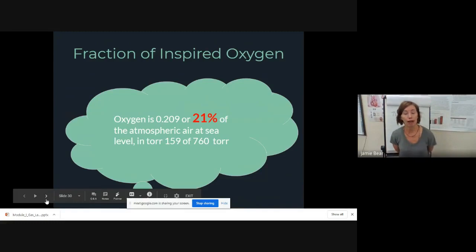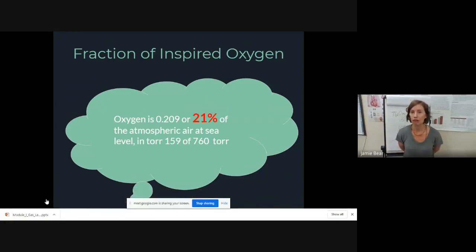So when we're looking at our FiO2, or our fraction of inspired oxygen, oxygen is 21% of the atmospheric air at sea level. So that's 159 torr of oxygen at sea level. Now, one thing you need to remember is, even though as we ascend into altitude our pressure goes down, our FiO2 does not change. We always stay at 21%.